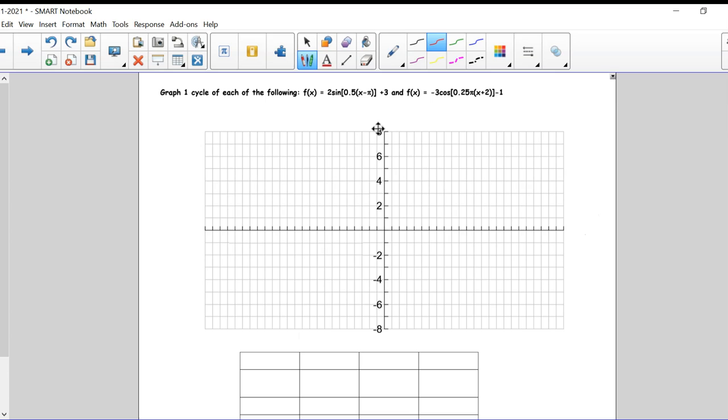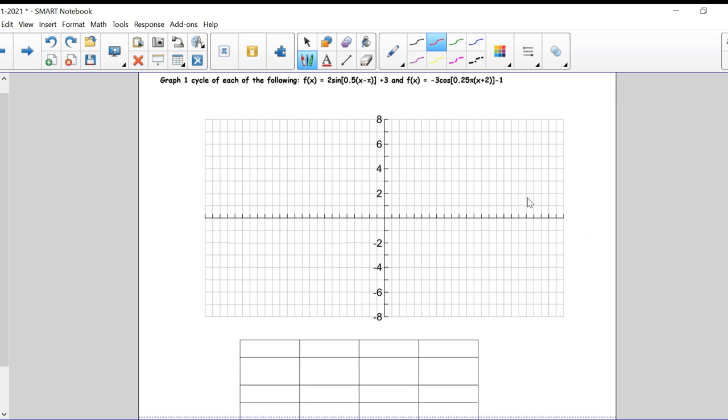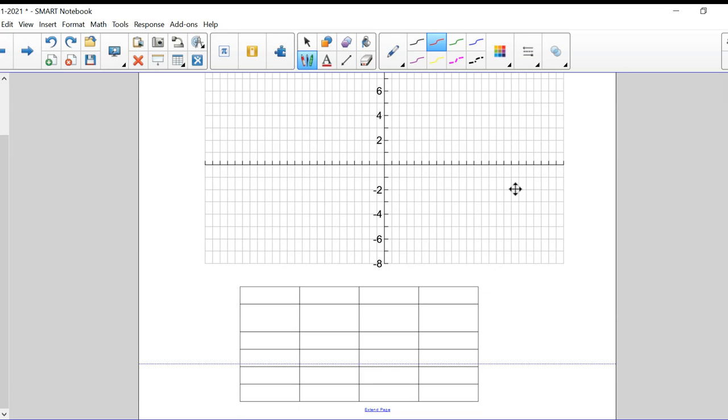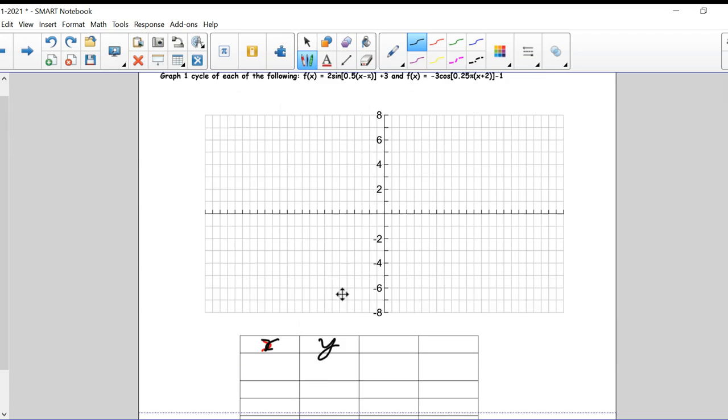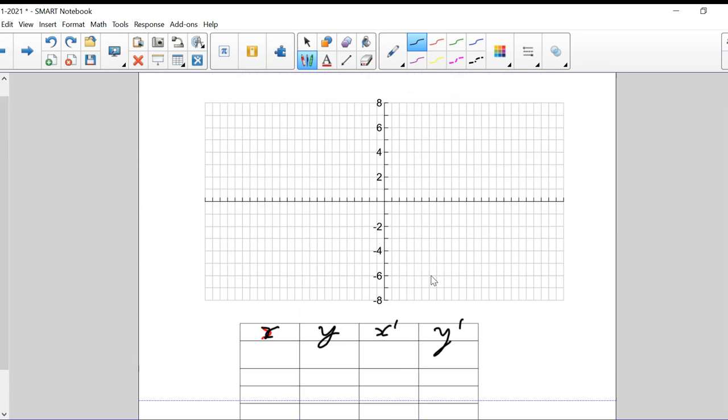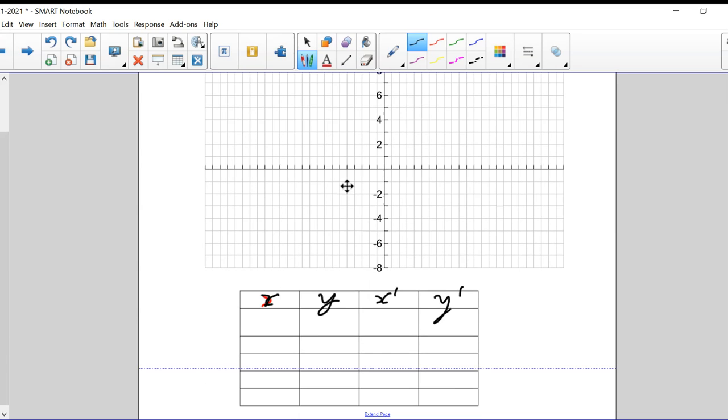So here's how I'm going to do it this time. I'm not going to try to put the high point, the low point, and all that good stuff. We're going to do it a different way. We're going to have a table of values, and we're going to use a transformation approach this time. So I'm going to put my x and my y for a sine function, and I'm going to call the second column x prime and y prime, meaning what happens after you transform it. By x and y, I mean my radian measures for x and y.